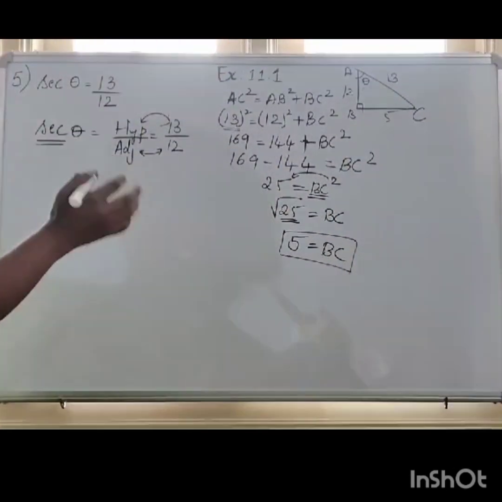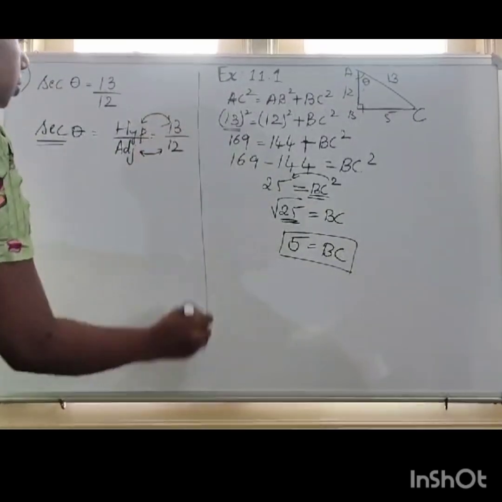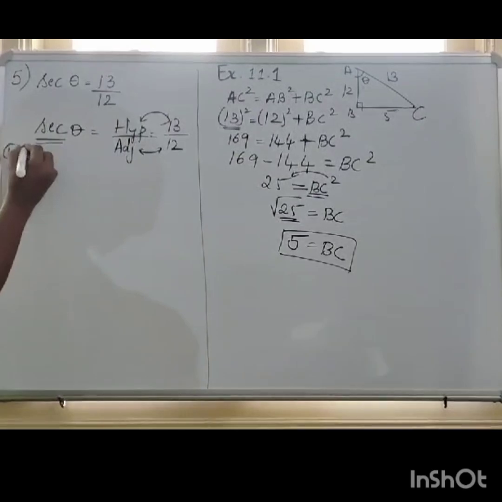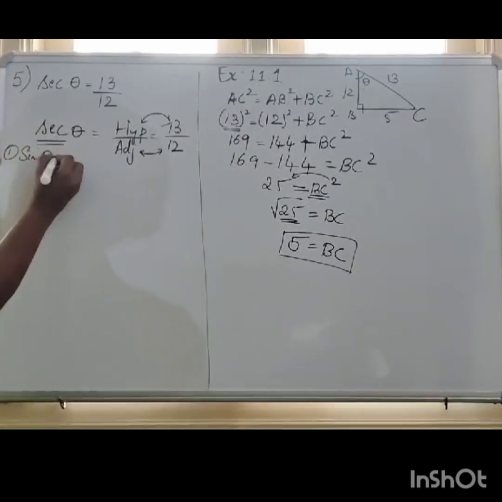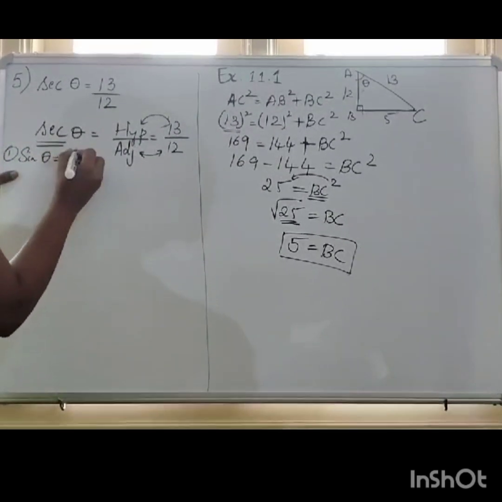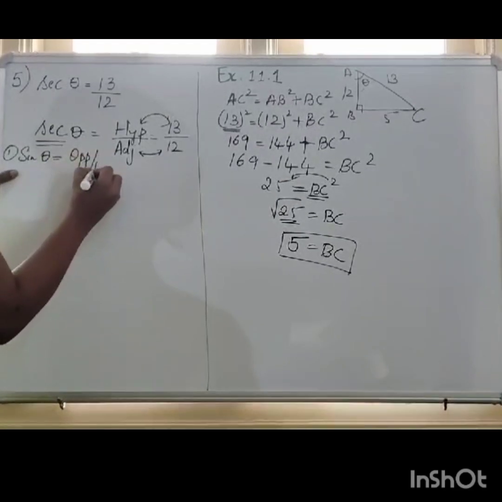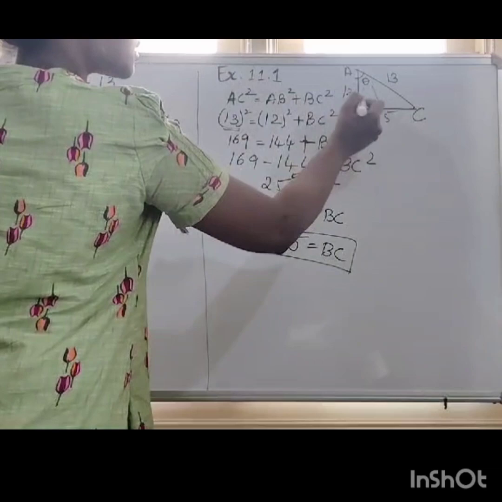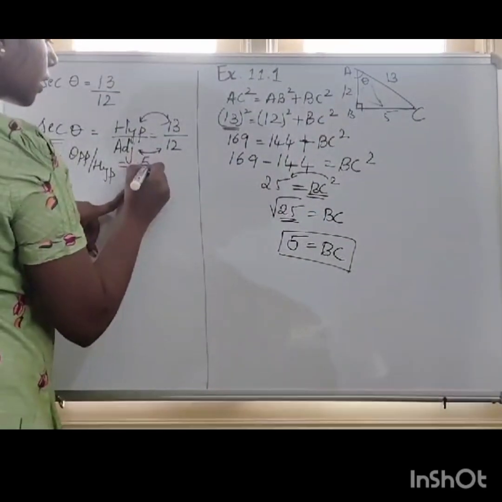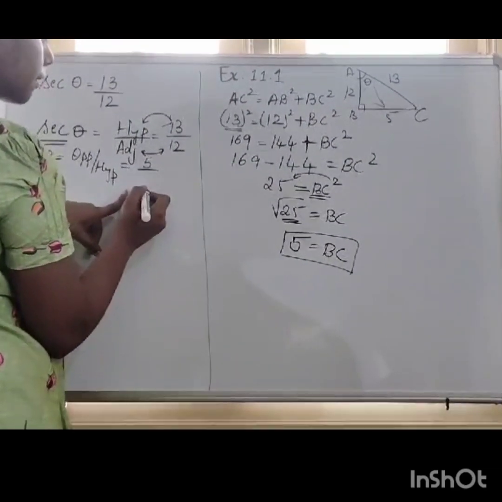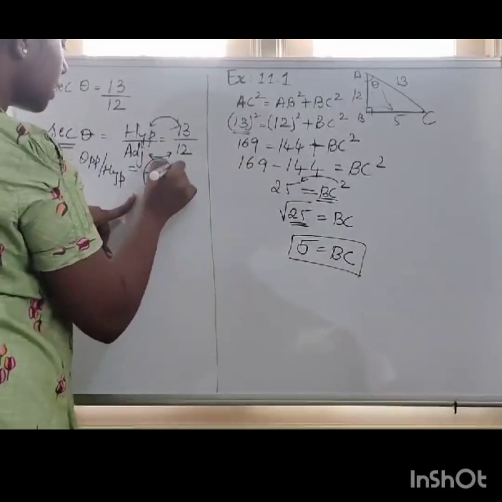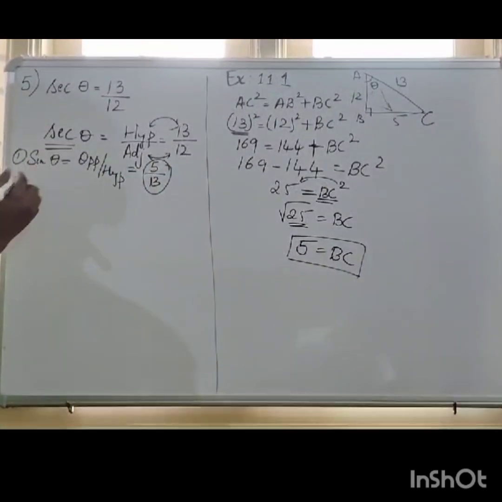Now they are asking us to find out the other ratios, the other 6 trigonometric ratios. First we will start with sine theta. Sine theta is opposite by hypotenuse. So opposite is this BC. So the ratio for sine theta will be 5 by hypotenuse 13. So 5 by 13 is the ratio for sine theta.